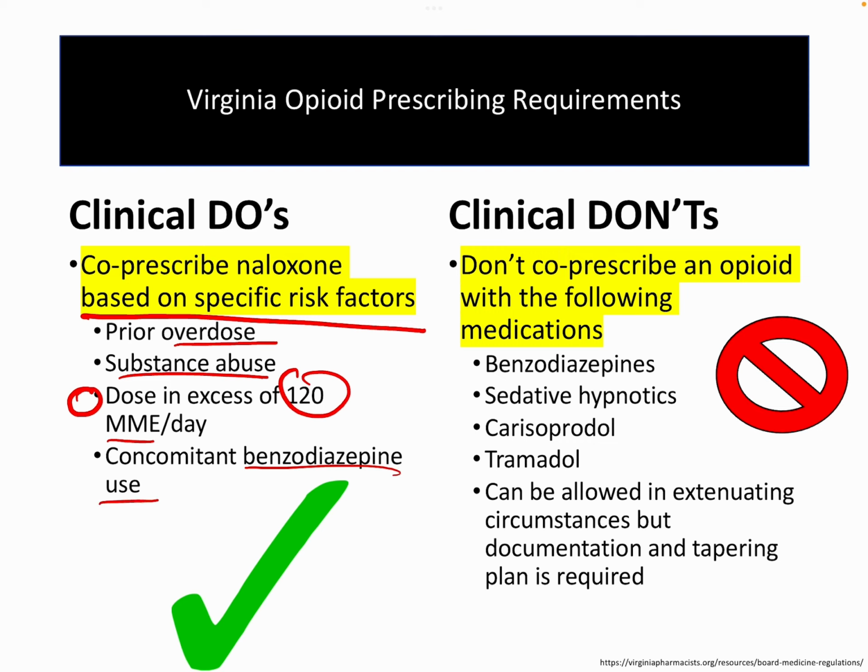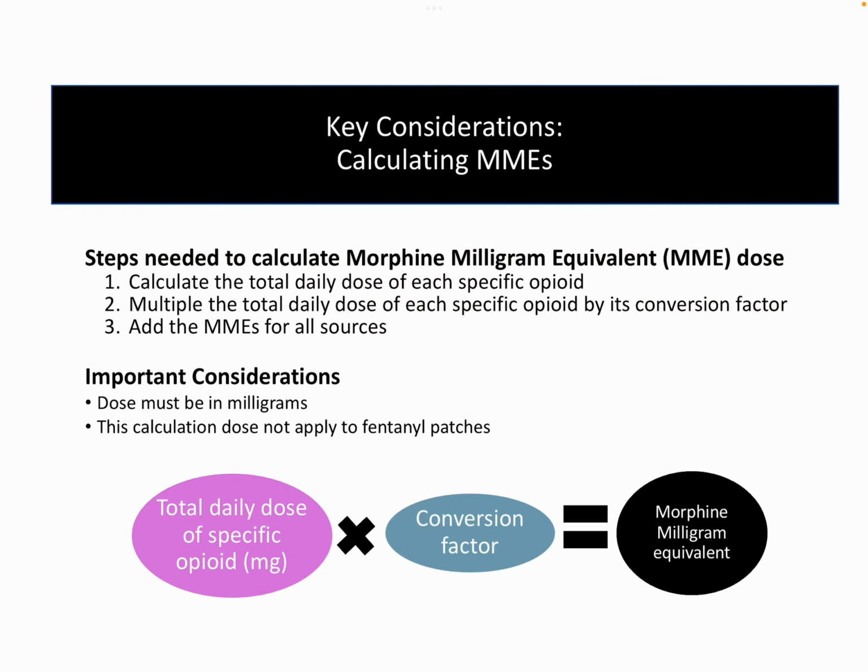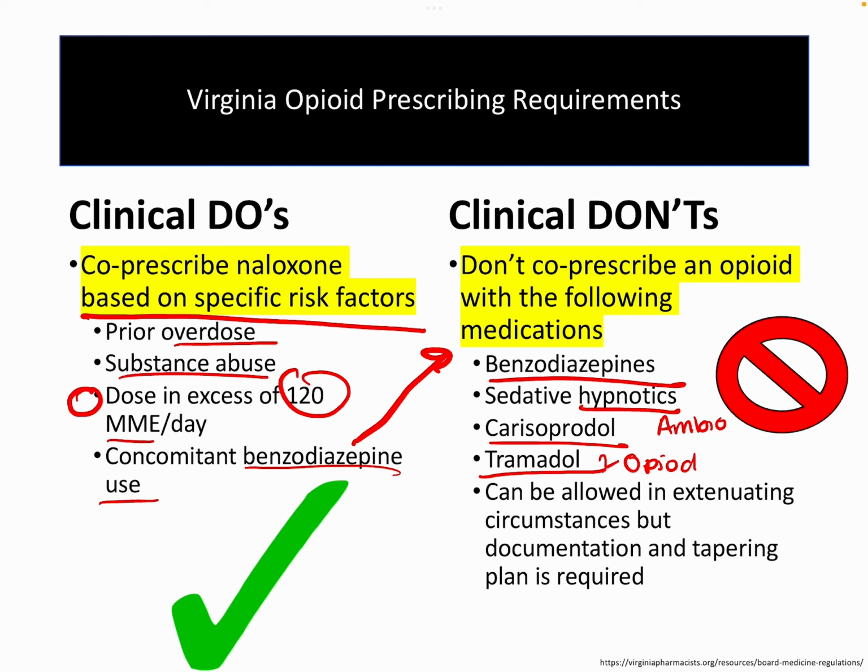You do not want to co-prescribe with certain agents such as benzos, sedative hypnotics like Ambien, carisoprodol, although other skeletal muscle relaxers are allowed, so keep that in mind, and tramadol. Tramadol is actually also an opioid, which is kind of funny, but the idea here is that it's a partial opioid or has other agonist effects, a mu opioid receptor agonist. Now, it can be allowed, but you do have to have documentation and a tapering plan.